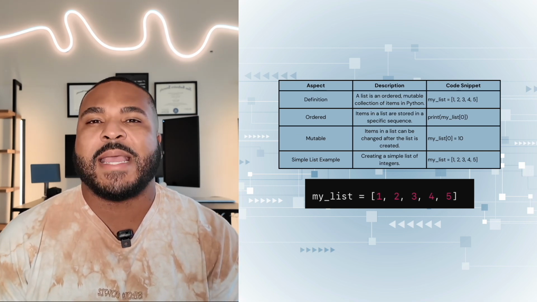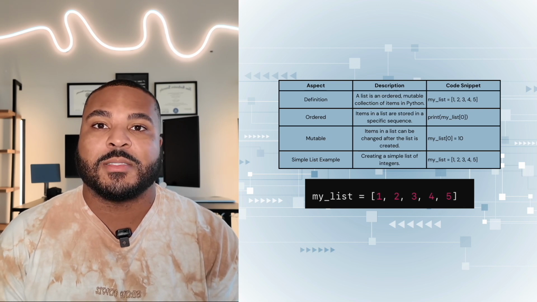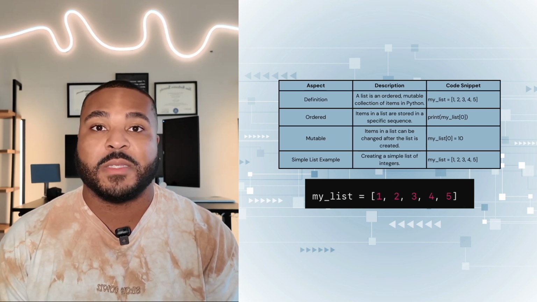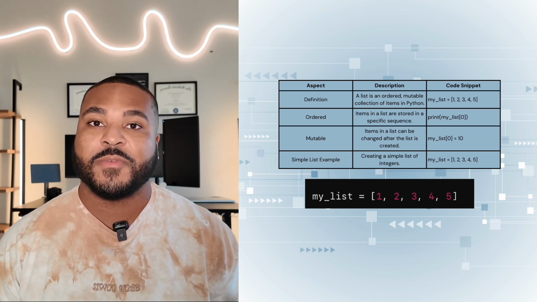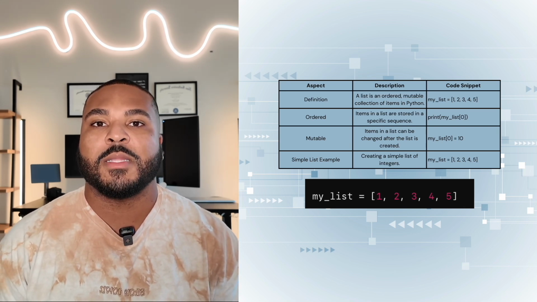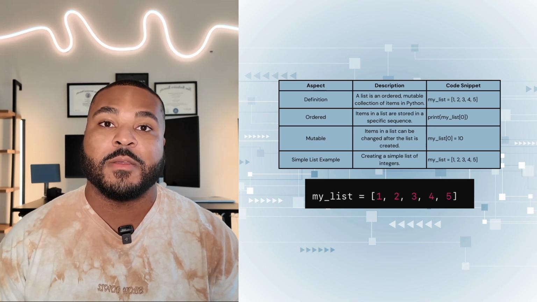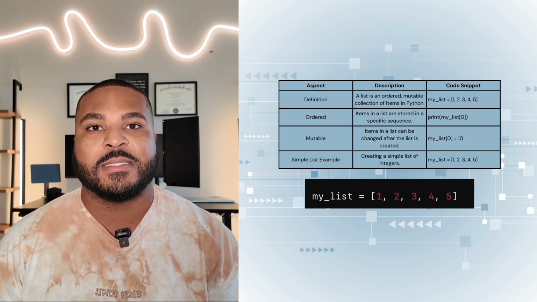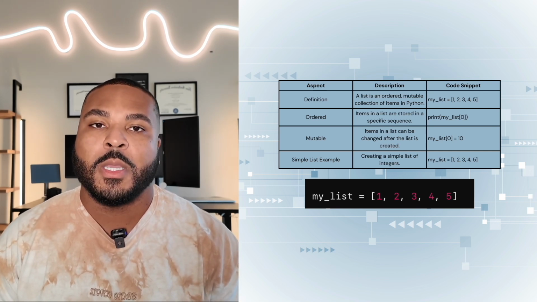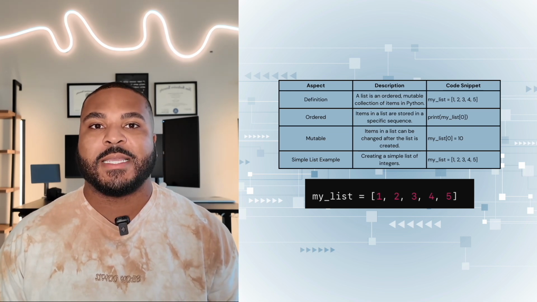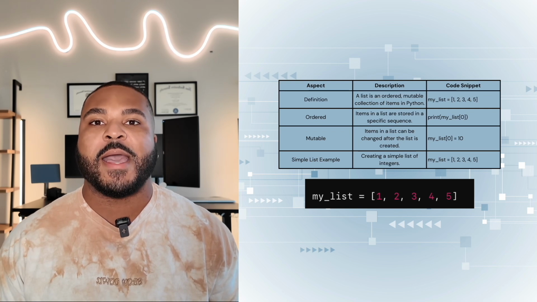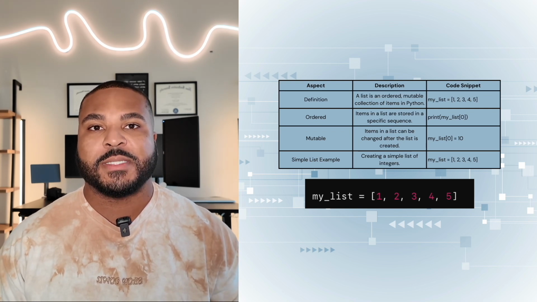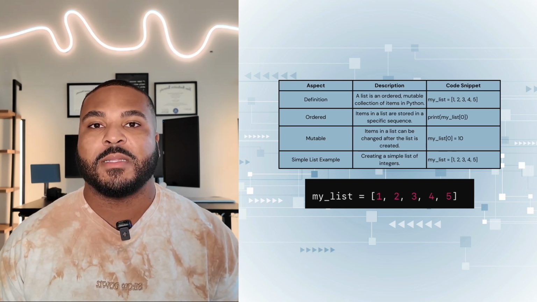So ordered, what does that mean? Lists are ordered collections, which means that the items have a specific sequence. Each item in the list has an index that starts from 0. So for example, in the list 1, 2, 3, 4, 5, the first item is 1 and the index is 0. Lists are mutable, meaning that we could change the items in the list after it's created. We can add, remove, or modify items for the list. So for example, we could change the first item in the list to 10.